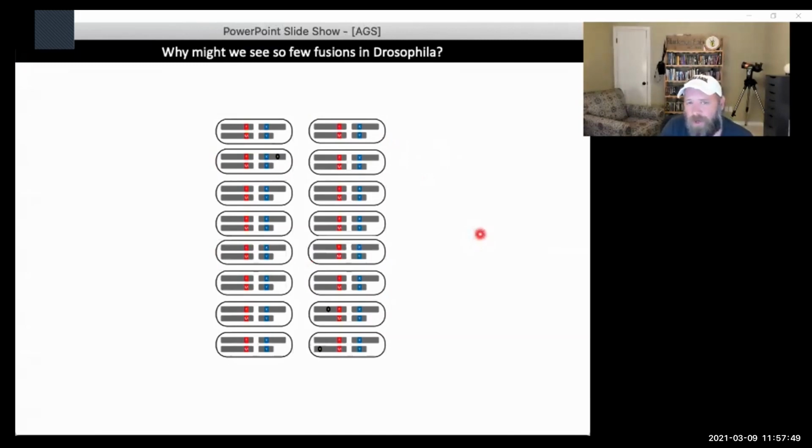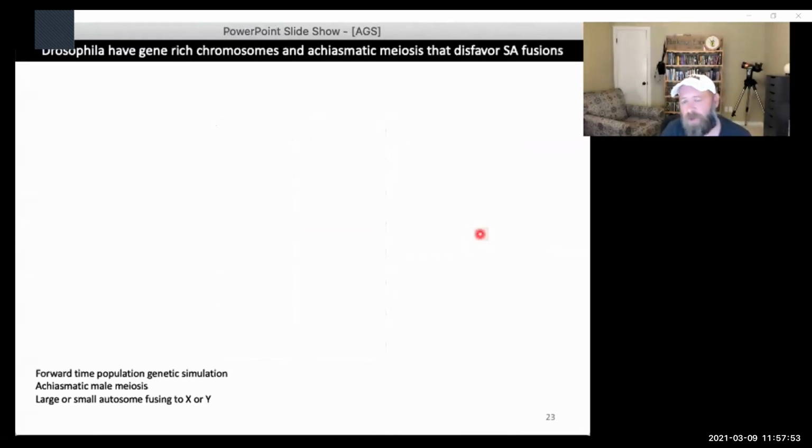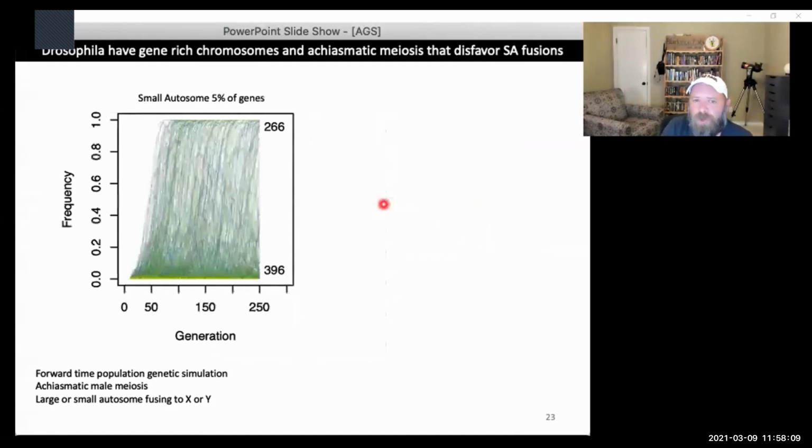We've actually already started trying to test this from a theoretical standpoint. So we've built forward time population genetic simulations where we have achiasmatic male meiosis, and we're able to introduce fusions between an autosome and the sex chromosomes. And we can fuse either a large autosome or a small autosome and then look at the outcome of the simulation. And so here's an example of what we see when we fuse a small autosome to the sex chromosomes. This is an autosome that contains 5% of the genes.